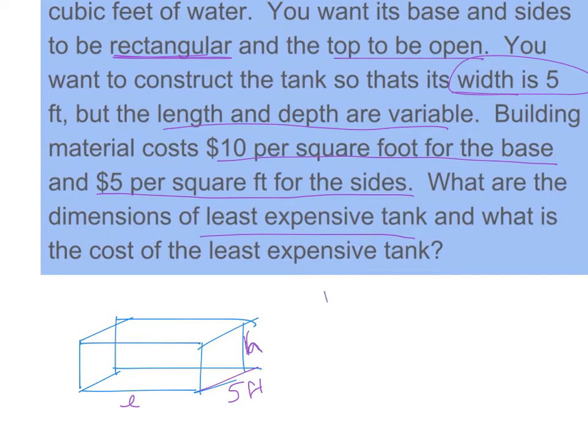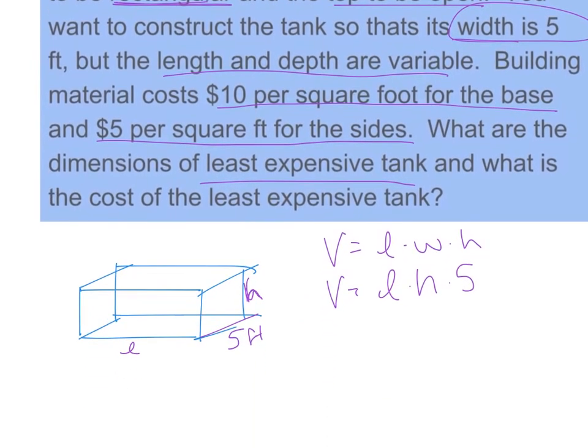All right, so let me start with my volume formula. Volume is length times width times height. So I'm going to say my volume equals L times H times 5. That's the only thing I had to put in there was that width of 5. And I know that the volume is going to be 72. So I'm going to say 72 equals length times height times 5, so 5LH. So there's my first equation.